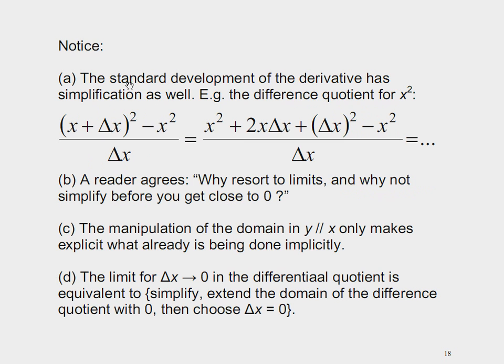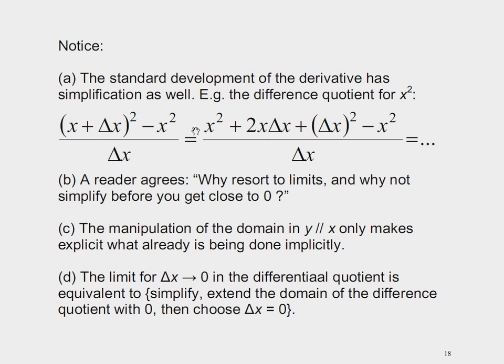Now note that in the standard development of the derivative, there is simplification as well. So if we take the difference quotient for x squared, then of course this is the delta f, and this is the original function, and we expand this, we can subtract x squared, and then we can divide by delta x. So we already do the simplification in the standard approach to the derivative, and we only write it out in a neater manner.